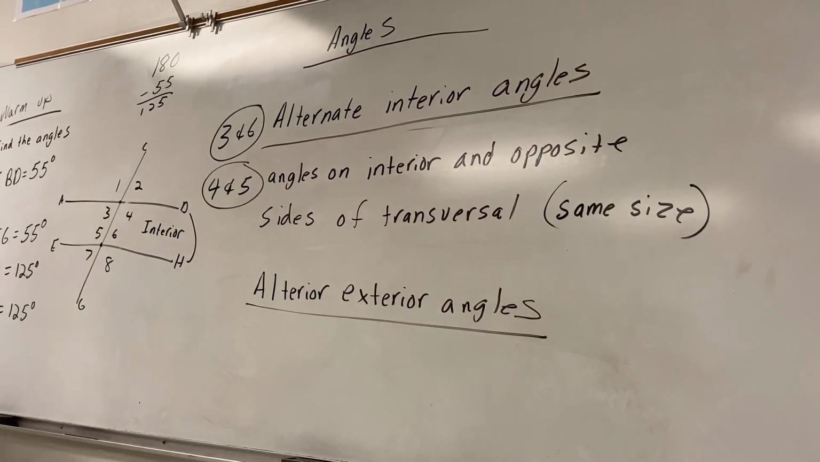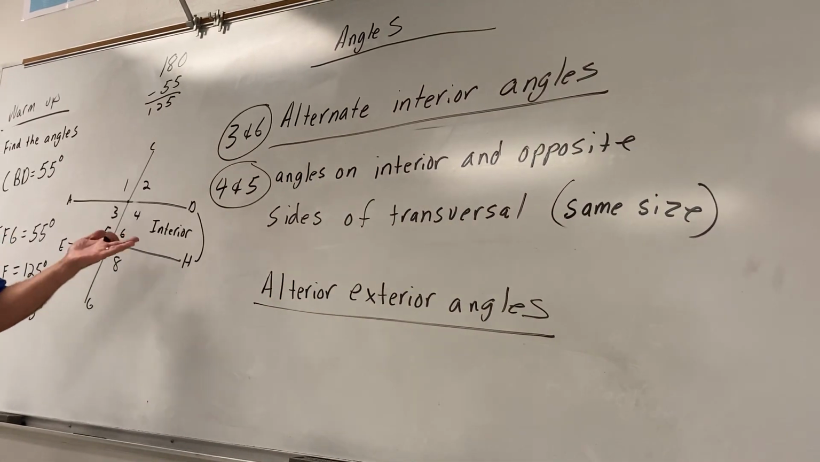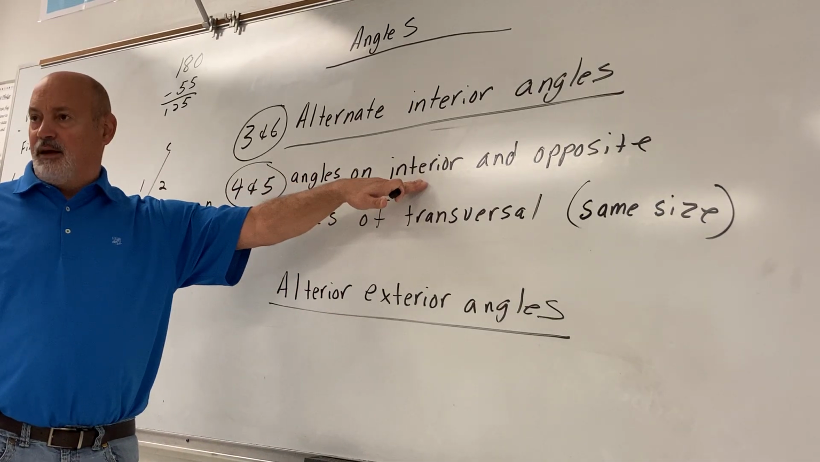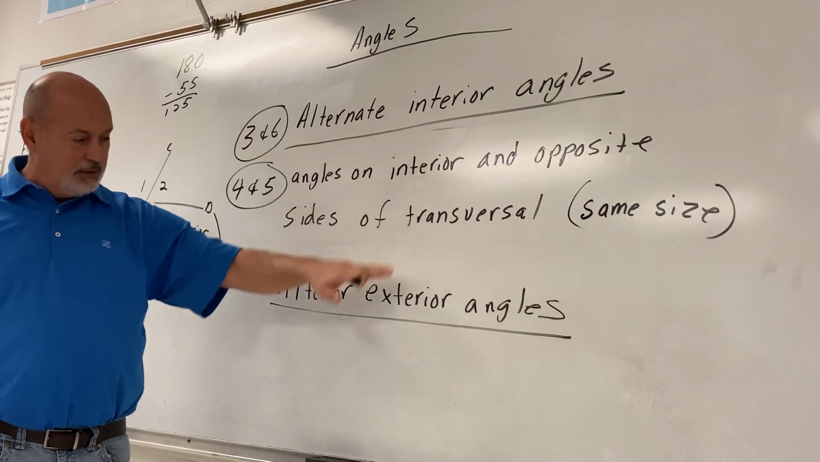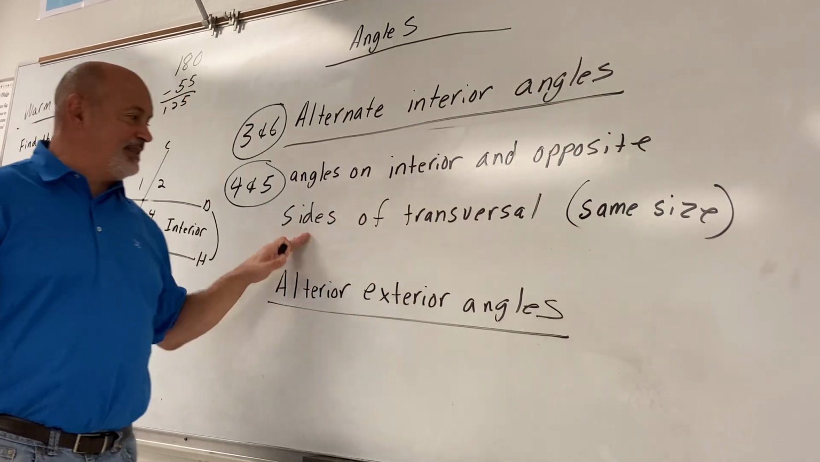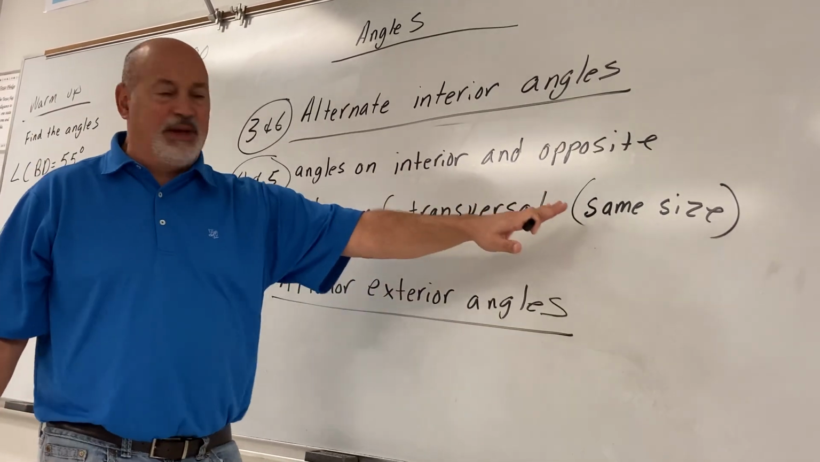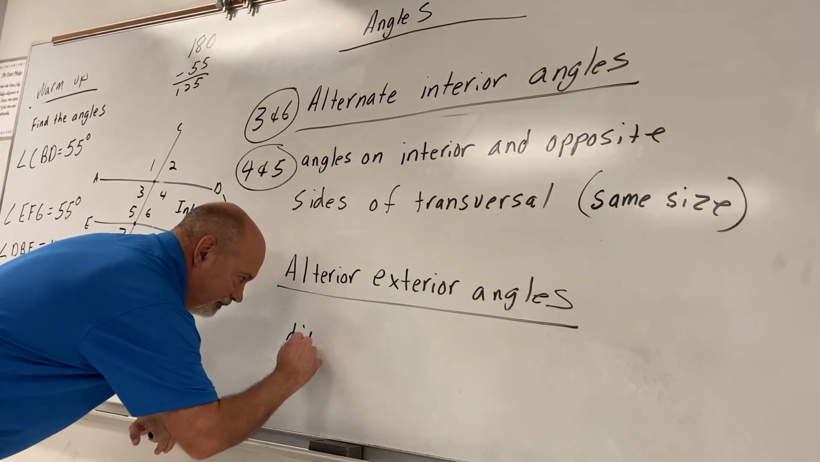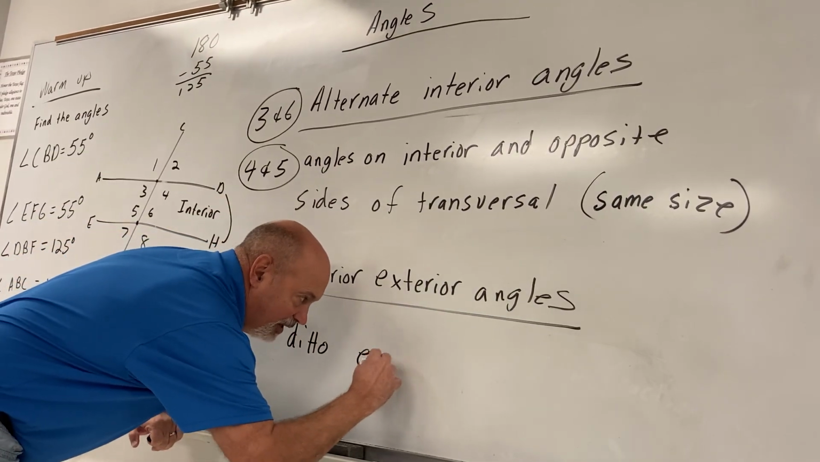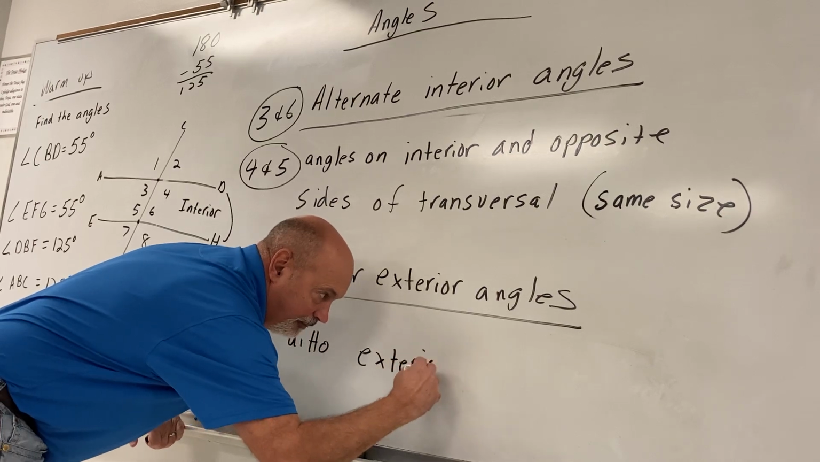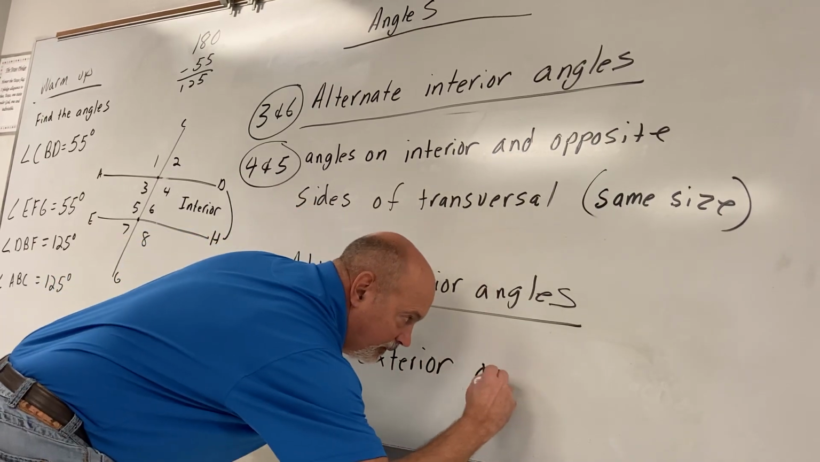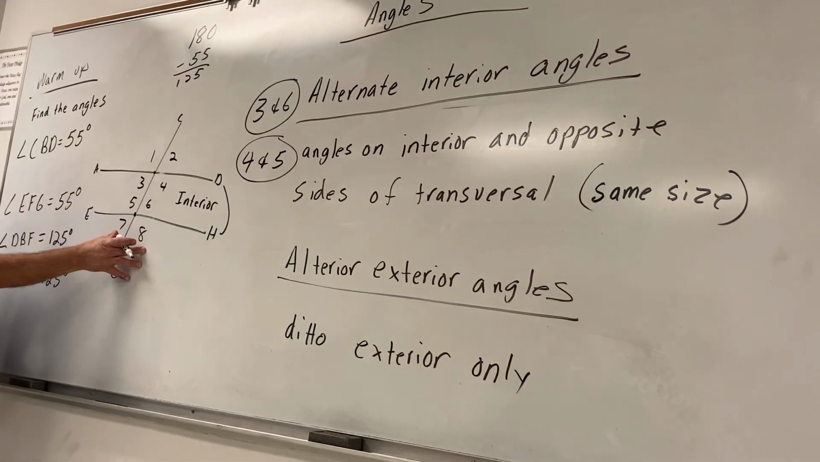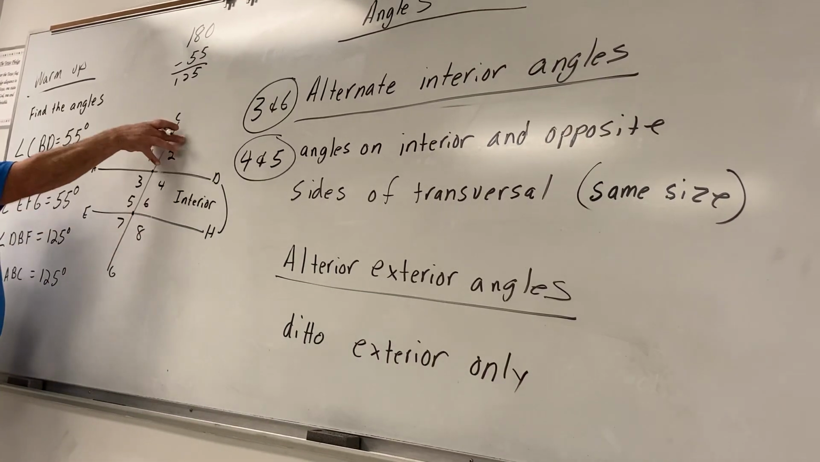Everything that was true for the interior is going to be true for the exterior. It's going to be angles on the exterior and opposite sides of the transversal, and they must be the same size. So I'm going to put ditto for all that, except now we're talking about exterior only. Save some time writing. So the exterior would be these 2 out here and these 2 up here.